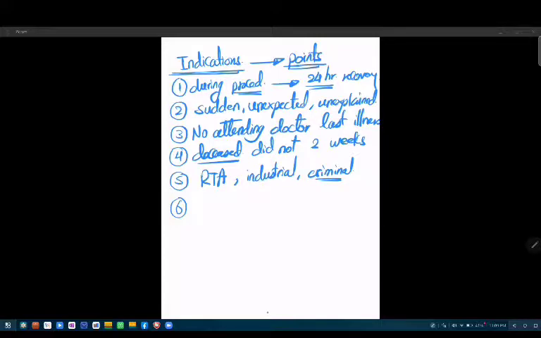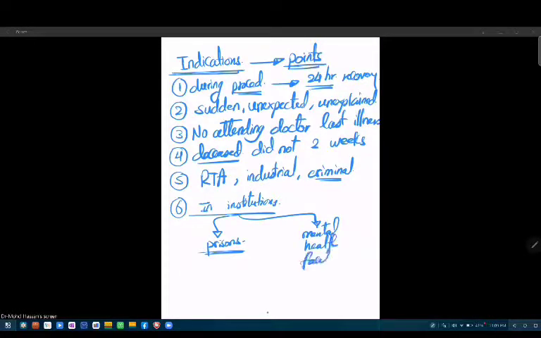And lastly, someone who has passed away in an industrial, meaning occupational, setting, or someone who has passed away in institutions like prisons, maybe the police has killed him, or in mental health hospitals or facilities. This is suspicious because those are the places where people should not die suddenly. This is coroner.